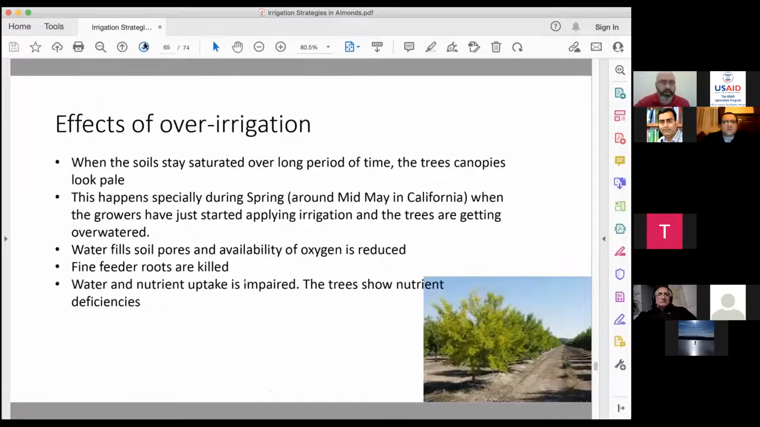So let's talk a little bit about the effects of over irrigation. When the soil stays saturated over longer periods of time, the tree canopies look pale.